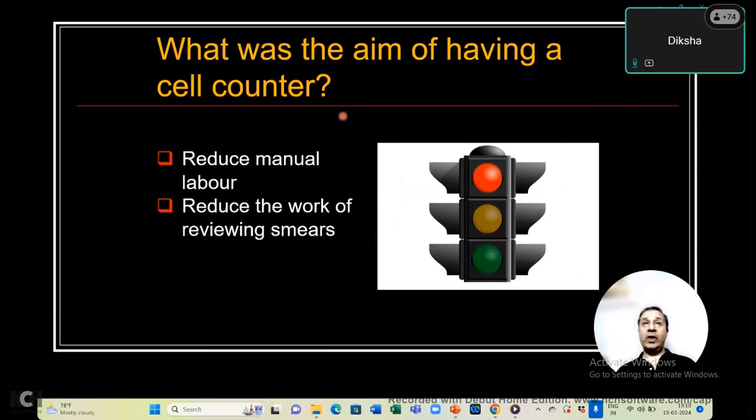So, what was the aim of having a cell counter? We were all looking at cell counting, whether counting by impedance or counting by flow cytometry. The idea was primarily to reduce manual labor and to reduce the work of reviewing smears. But it had its own challenges. You were worried about missing a case.